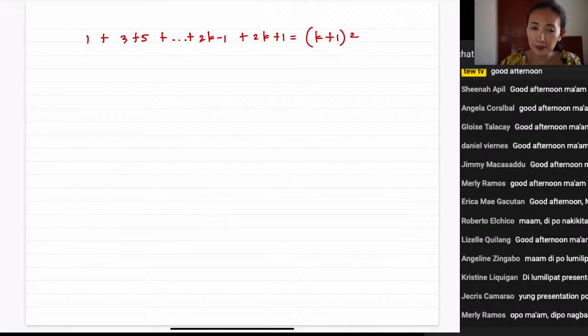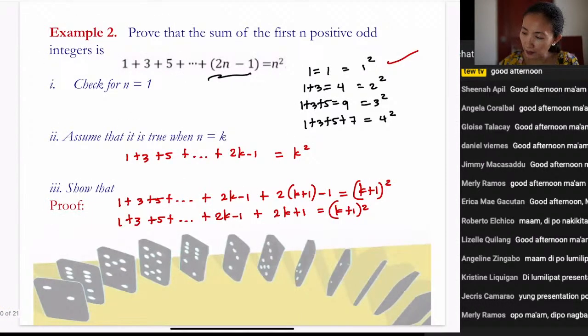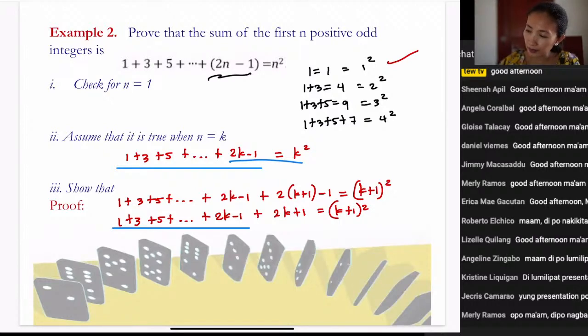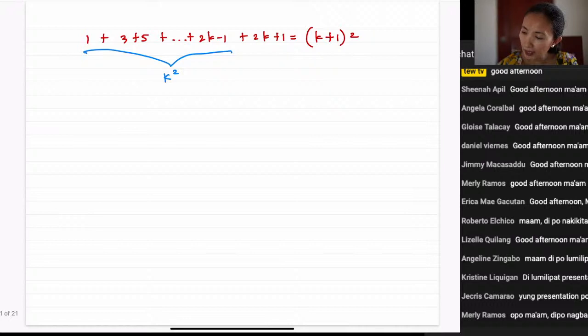But from our assumption from the previous step, we know that the sum of the first k odd integers is k squared. Okay? K squared. Saan galing yan? You might be asking me about that. Ito yung assumption natin. The sum of the first k is equal to k squared. So, from here to here, k squared na siya. Plus 2k plus 1. We have to bring it into this form.